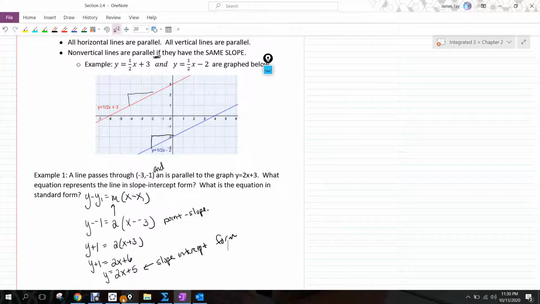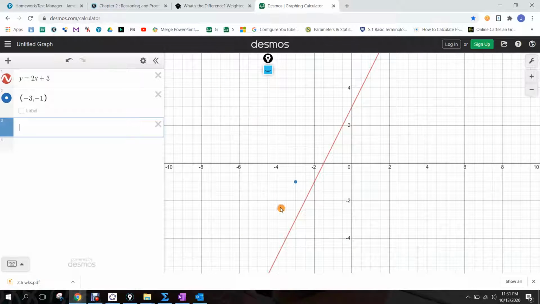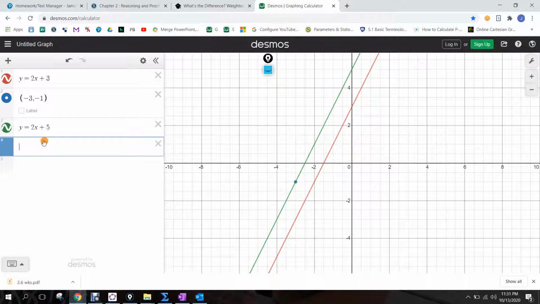So if we graph that, we wanted a line that goes through there and was parallel to the red one, so we think it was y = 2x + 5. And we see that that green line indeed goes through the point that we were asked for it to go through, (-3, -1), and it appears to have the same slope as the red one. We call that the average rate of change, so the same rise over run. And obviously we can see that in the way we typed it in with the coefficient of our x as well.